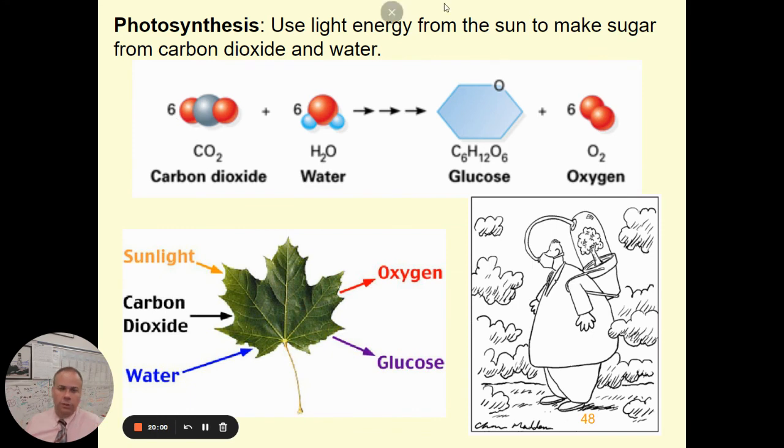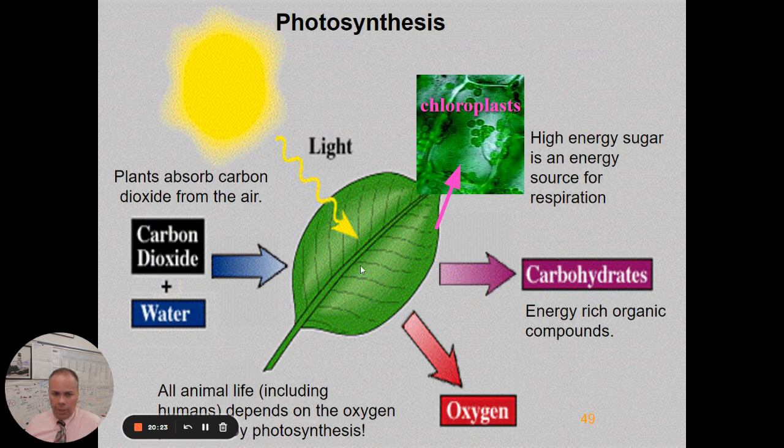So we see another description of this, photosynthesis, using light from the sun to make sugar from carbon dioxide and water. Plants go through photosynthesis, algae, some protists, some bacteria, and these organisms have special enzymes that allow them to do this. It takes place in the chloroplast of cells. That's where photosynthesis takes place.